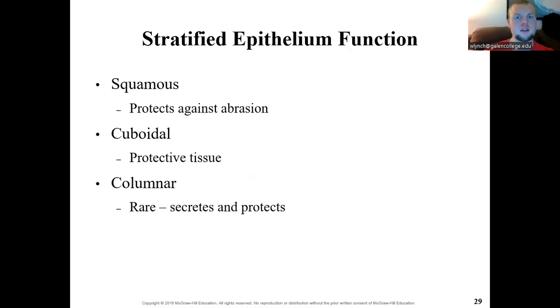So our function for our stratified epithelium, the squamous, is going to be at the top of the skin to protect against abrasion. Cuboidal, again, is mainly going to have a protective function. And columnar is going to be either for secretion or protection again. So we see a main theme here: the stratified is multiple cell layers, so it can have a lot of density, and that density allows it to undergo mechanical strain and stress without compromising too much of its integrity.